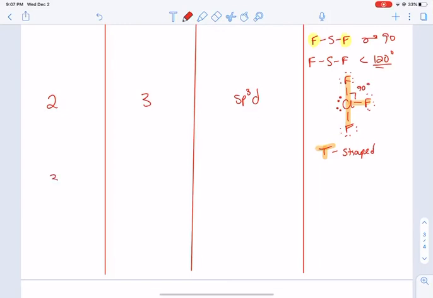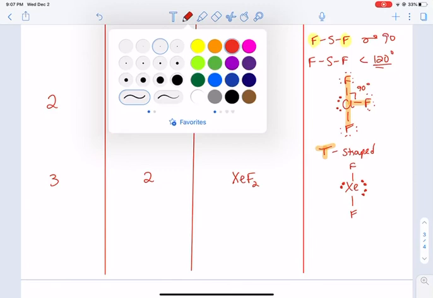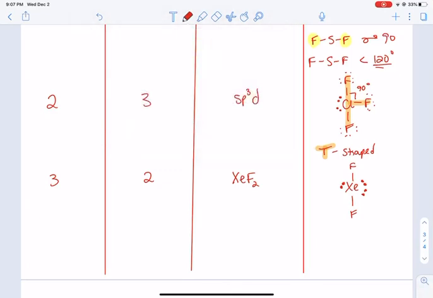The next one, we would have 3 lone pairs, 2 bonds. An example of this is XeF2. So we've got xenon, fluorine, fluorine. We've got 3 lone pairs around the central atom, and this would be linear, another linear, because it's a straight line, right? We're not interested in the lone pairs, we're just interested in the bonds.